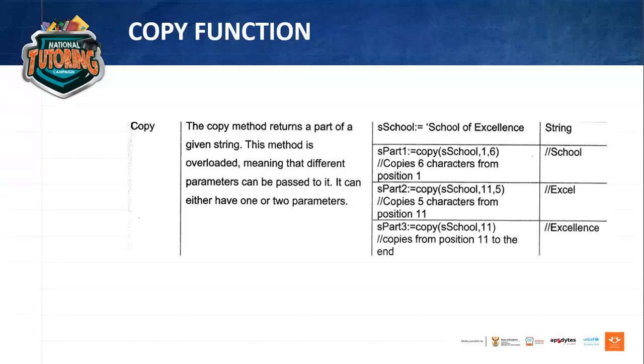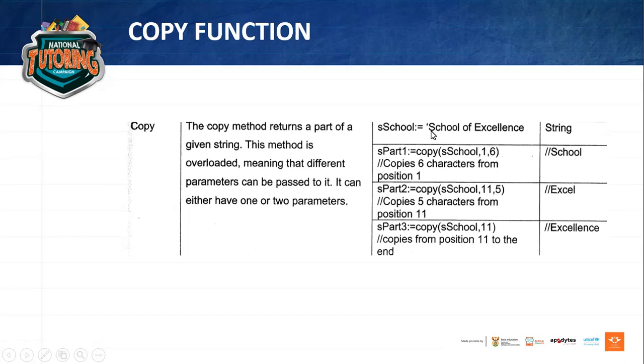This example says copy, and the first thing you put in the copy function is the name of the original string that you want to take pieces out of. Then the next number is the starting point where you want to begin copying from. And of course, the last one is how many characters you want to copy. So this is saying copy from the string school, start from position 1 and copy out 6 characters.